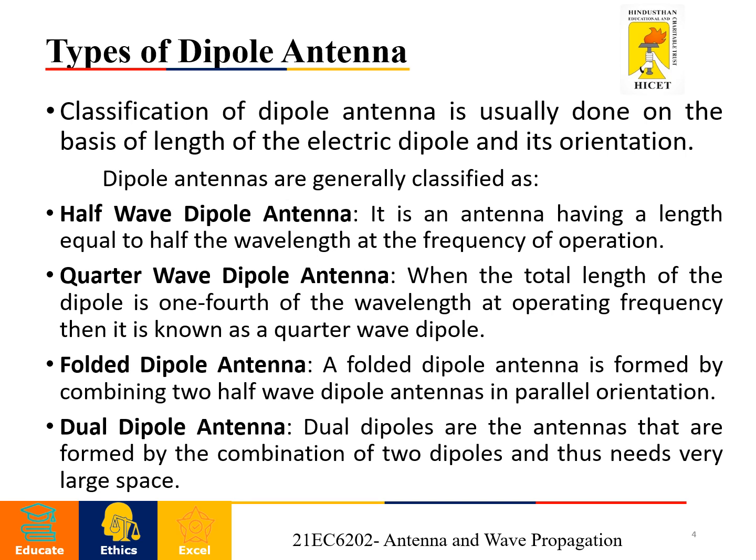The second one, quarter wave dipole antenna. When the total length of the dipole is 1/4 of the wavelength at operating frequency, then it is known as quarter wave dipole. Next one is folded dipole antenna. A folded dipole antenna is formed by combining two half-wave dipole antennas in parallel orientation. Next, dual dipole antenna. Dual dipoles are the antennas that are formed by the combination of two dipoles and thus need very large space.